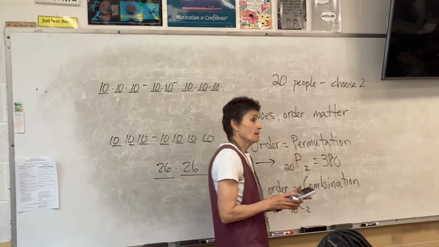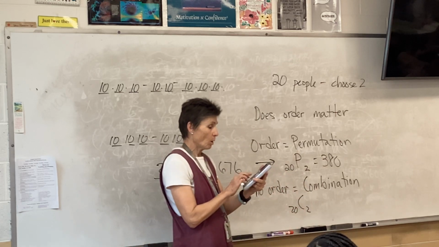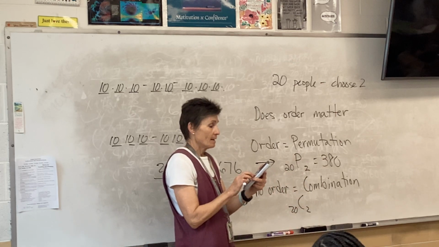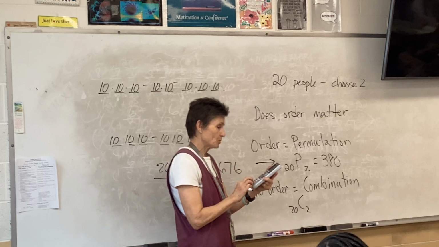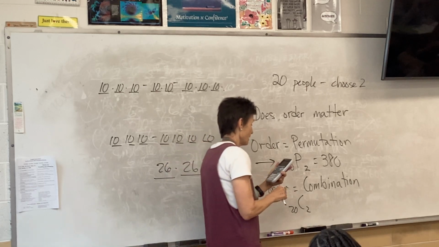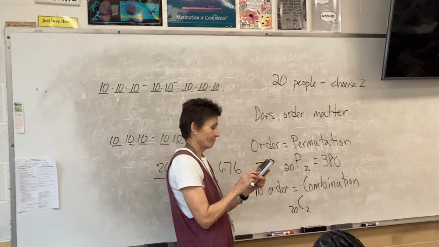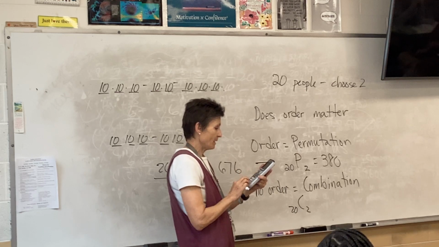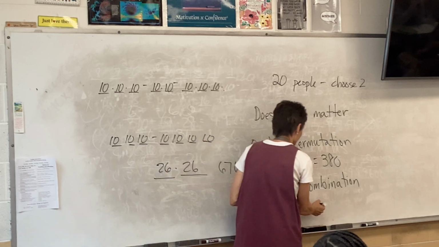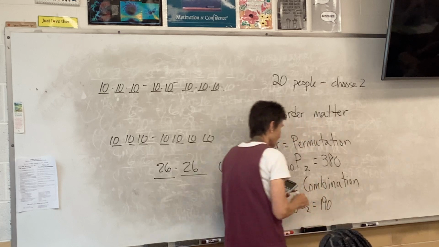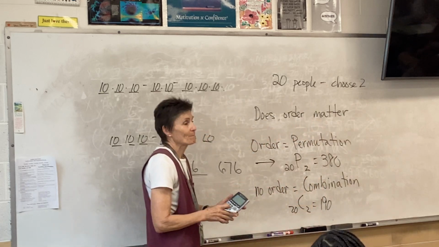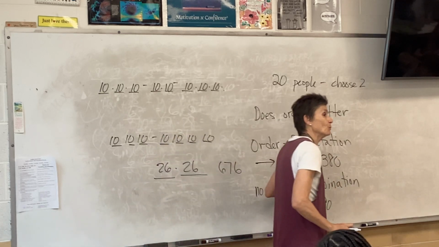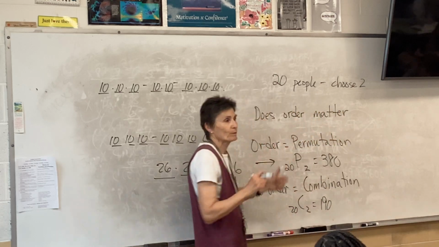Now, order doesn't matter. 20, C button, 2. I got 190 for that one, did you? Is it always like double? No. Same question? No, that has to do with the fact that's a 2. That's what controls it. If that were a 3, that wouldn't be the case.